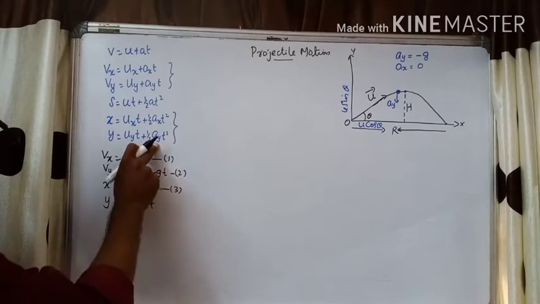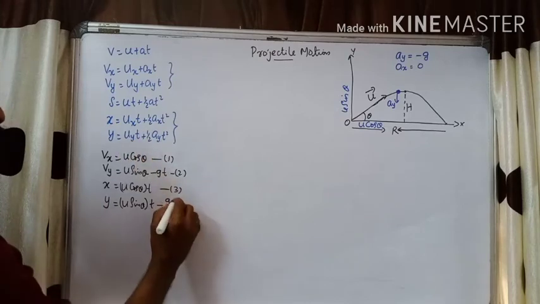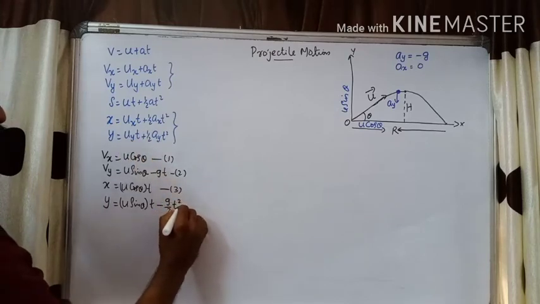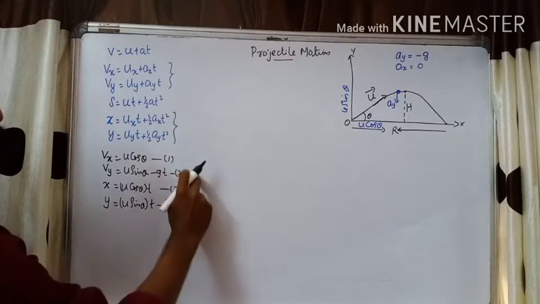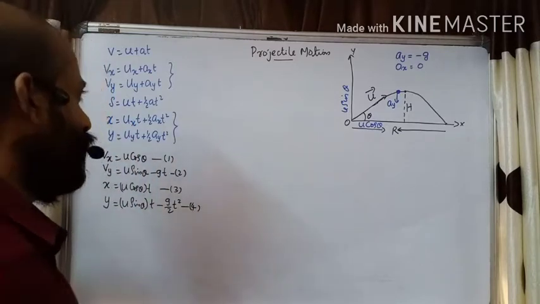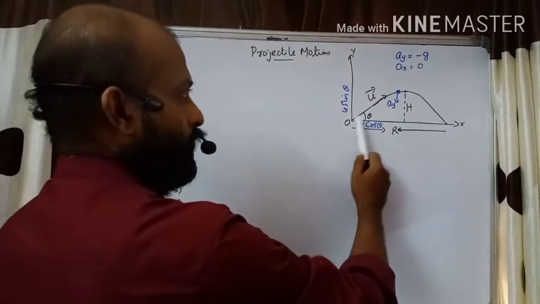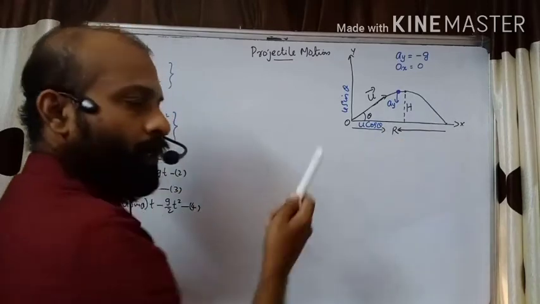Ay is minus g, so I'll get minus g by 2, t square. This is equation number 4. These are the equations of motion for the projectile. Now we need to get equations for maximum height, range, and time of maximum height.